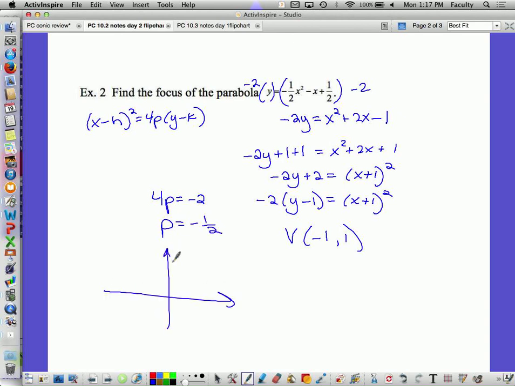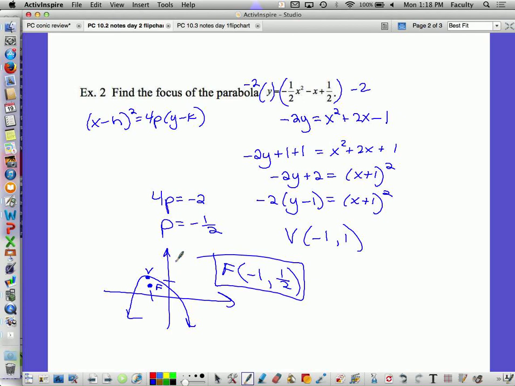So let's make a rough sketch. I go to the left 1, up 1. Because of the form and that p is negative, I can actually tell this opens down, and the focus is p units below the vertex. Now I can just read off the focus. What are the coordinates of the focus? Good job. (-1, 1/2). That's it.